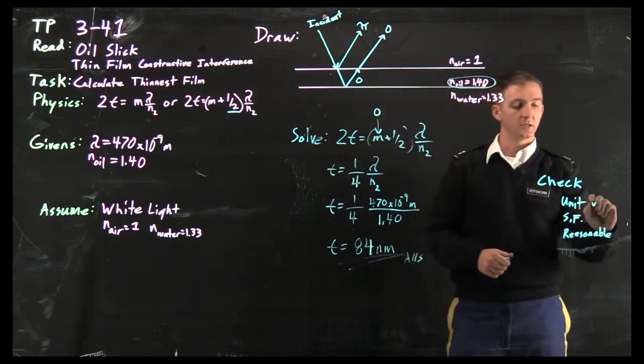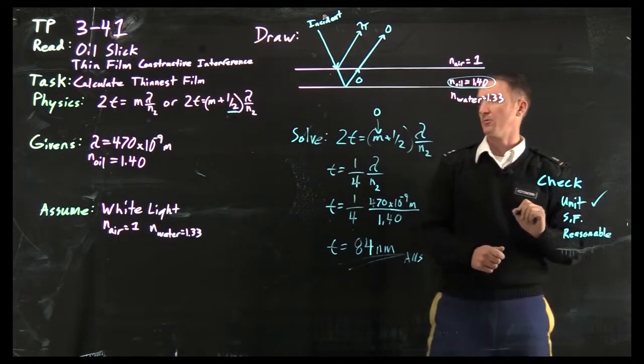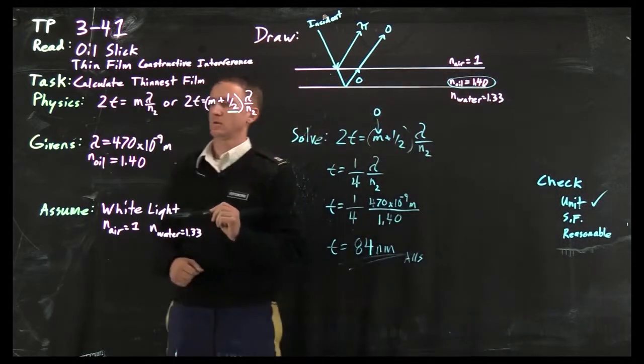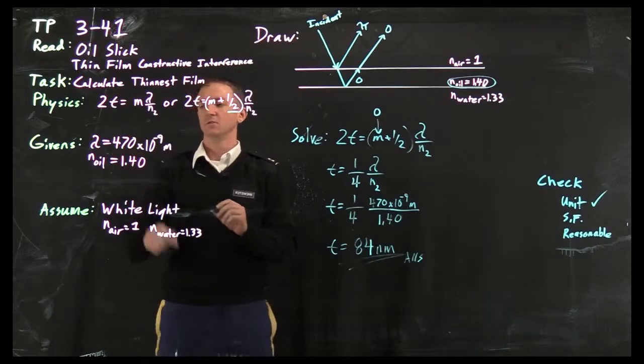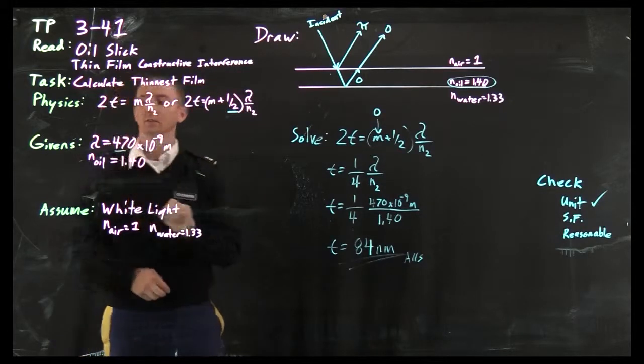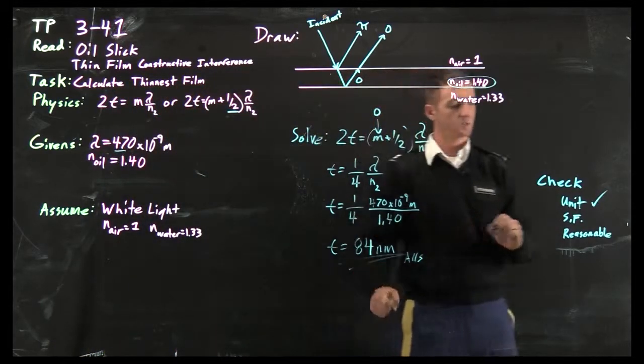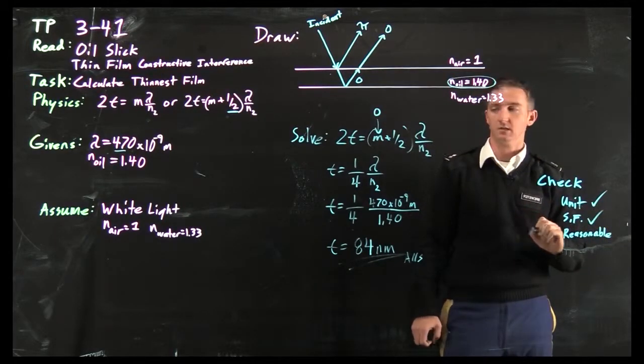Units, base units of meters. Significant figures, I went with 2. Does that make sense? With 470, I only have 2 sig figs in this number, therefore I should stay at 2 sig figs, and my answer seems reasonable.